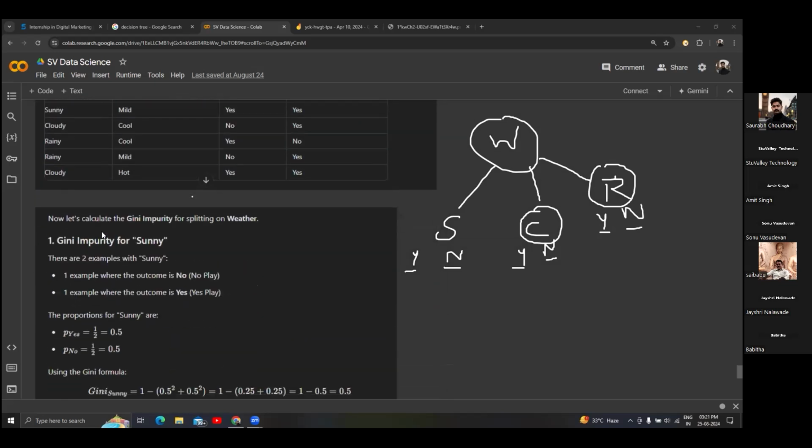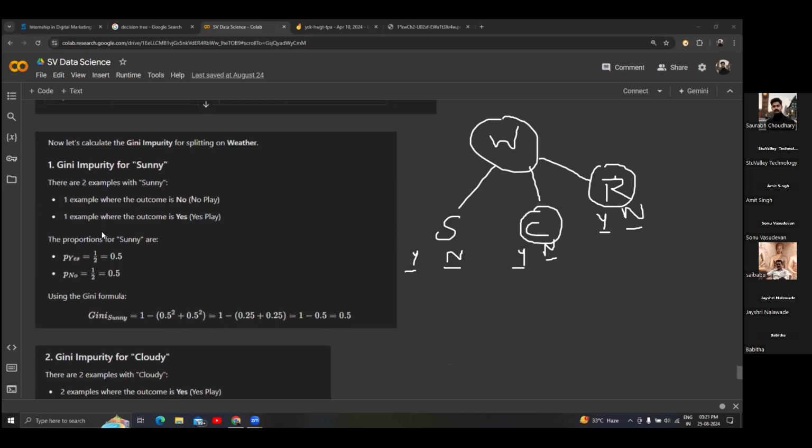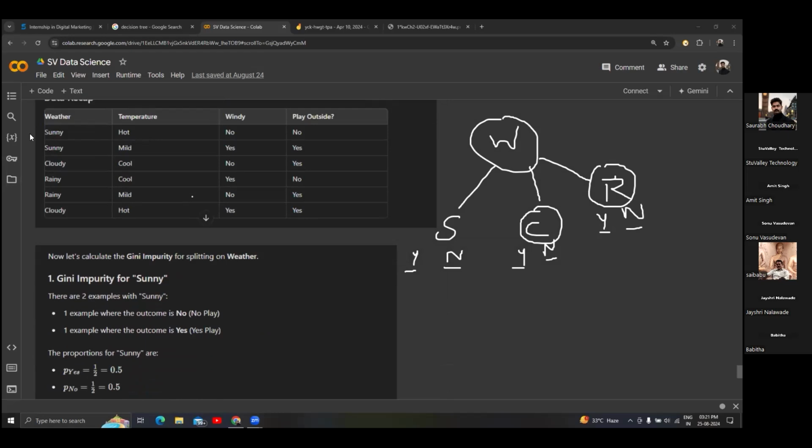Let's calculate the Gini impurity of this particular feature. Watch your data and tell me, if it is sunny, will the person play? How many yes and no for sunny? Sunny is there, sunny is there, two sunny. One is no, one is yes. It means for sunny, we have one no and one yes. For cloudy, how many yes and no? Tell me.